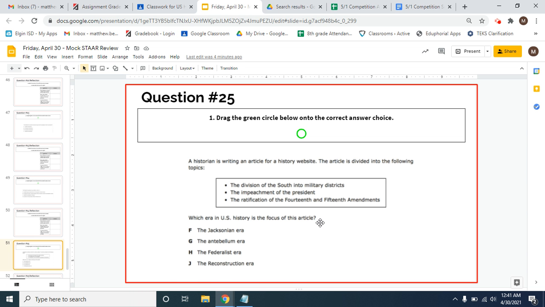These are all things that were done specifically by the radical Republicans in order to punish white Southerners and help African Americans, help those former slaves who had just gained their freedom.